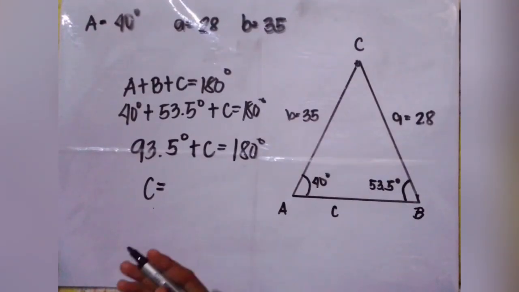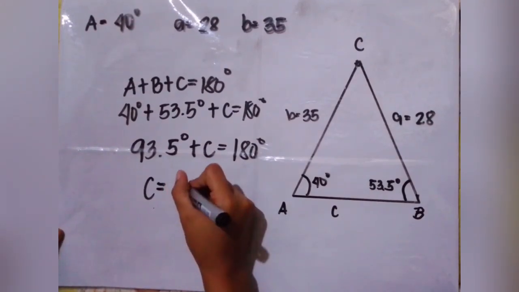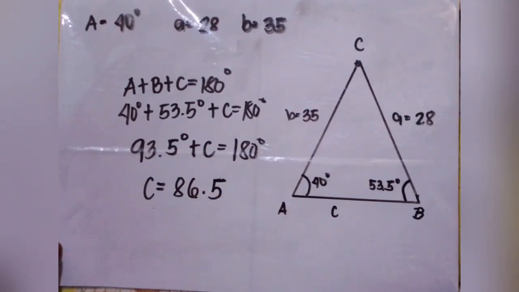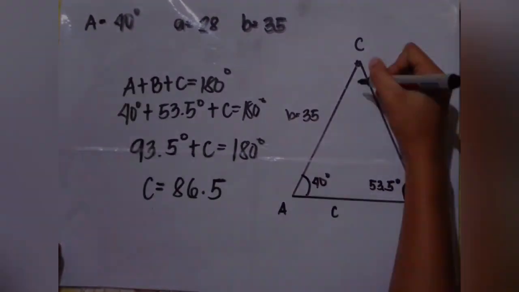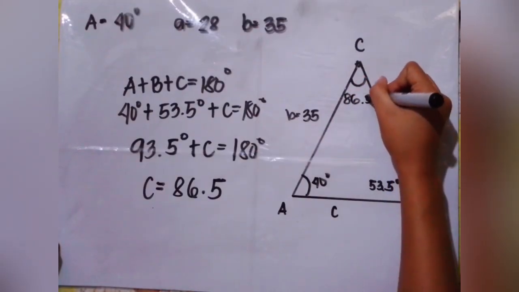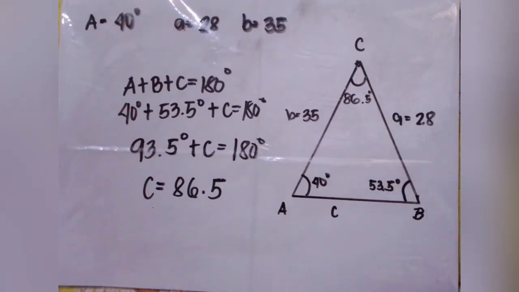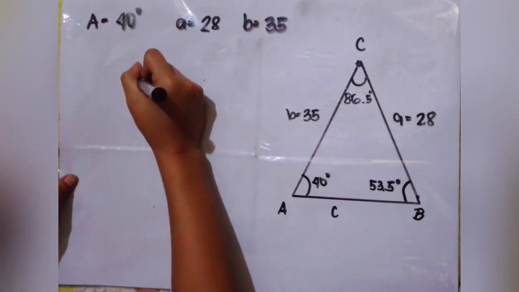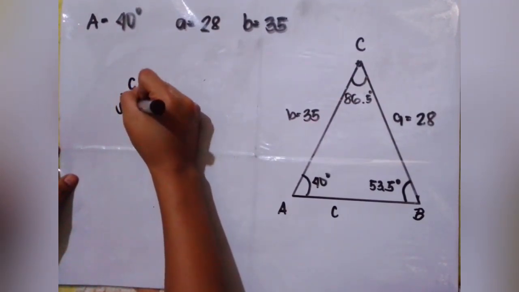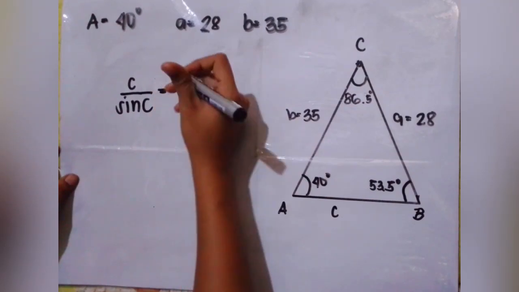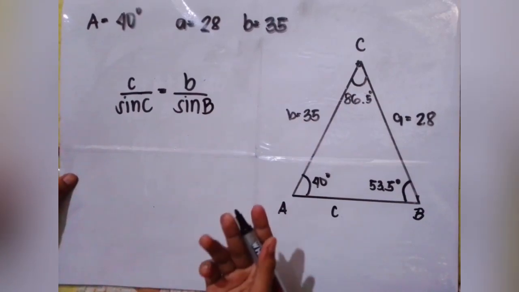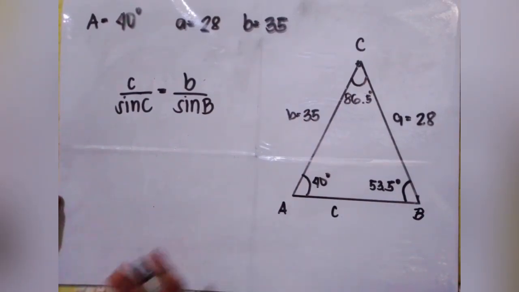Then, we're going to subtract 93.5 from both sides. Our angle C is equal to 86.5. Therefore, our angle C is equal to 86.5 degrees. Then we are going to solve for the side C. C over sine C is equal to B over sine B. Then substitute the given values.